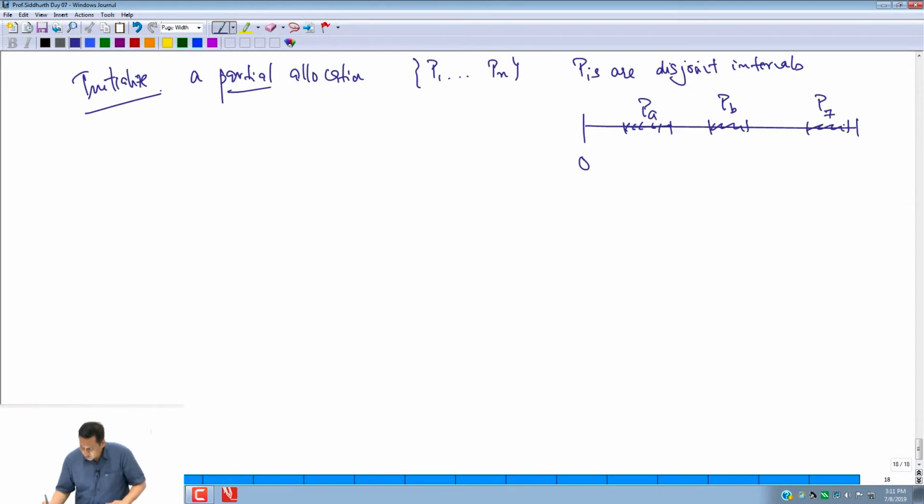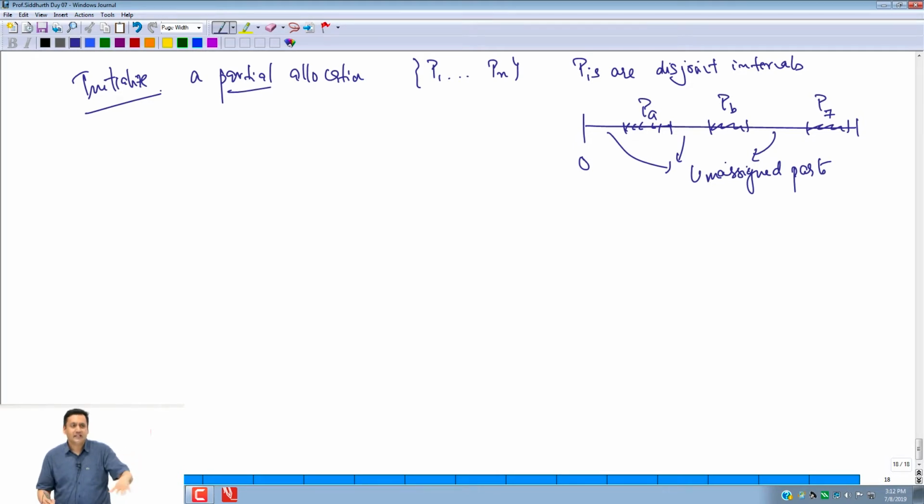So the idea is that I will work with assigning disjoint intervals, but during the execution of the algorithm, it's not necessary that I would have allocated the entire cake. So there will be parts that are unassigned as the algorithm progresses. At the end, I'll merge things to give you a genuine allocation. I'll give you intervals that are disjoint and whose union covers the whole cake.